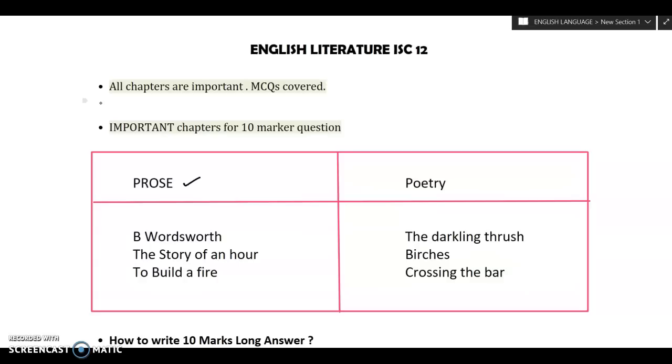In the prose part, we have Wordsworth, The Story of an Hour, and To Build a Fire. To Build a Fire is a little bit typical, so you have to read the story, and for your help, you can refer to the workbook that is provided. Now for the poetry part, we have The Darkling Thrush, Birches, and Crossing the Bar.